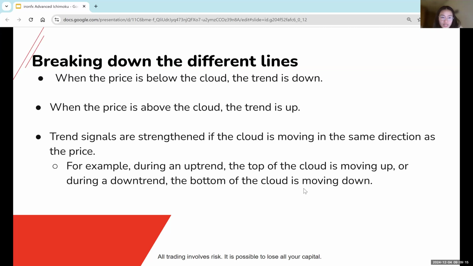Okay, so let's break down the different lines. We mainly like to look at the cloud. The trend is considered to be downwards if price is moving below the cloud, and the trend is up when the price is above the cloud. Next, trend signals are strengthened if the cloud is moving in the same direction as the price. So for example, during an uptrend, the top of the cloud is moving up, or during a downtrend, the bottom of the cloud is moving down.